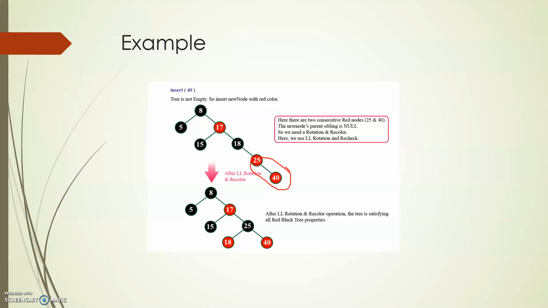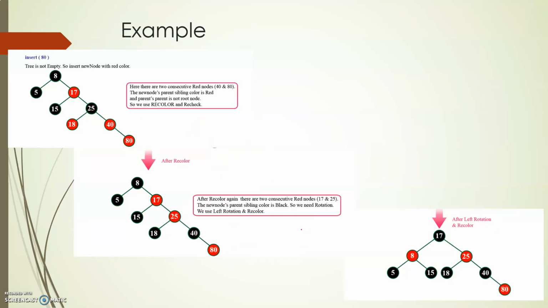You need a rotation and a recolor. As you can see here, looking into the format, you need an LL rotation. 40 takes the place of 25. 25 takes the place of 18 and 18 becomes the left child of 25. So you can see how it is done. After rotating, you have to recolor accordingly. So 18 and 40 red, 25 becomes black, and hence you achieve the red black tree.